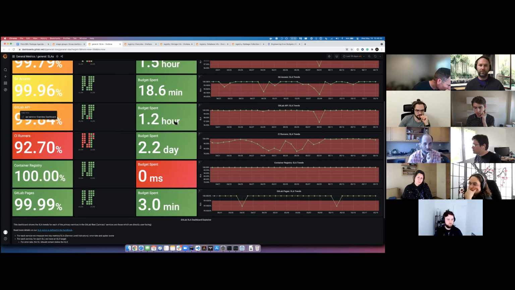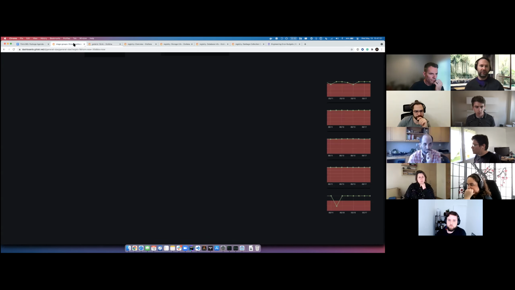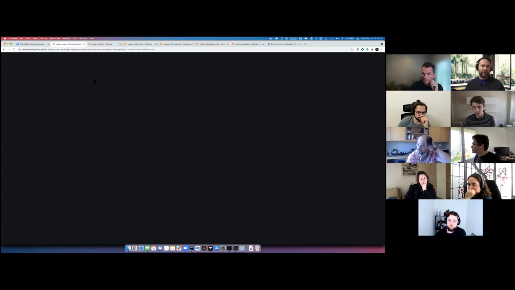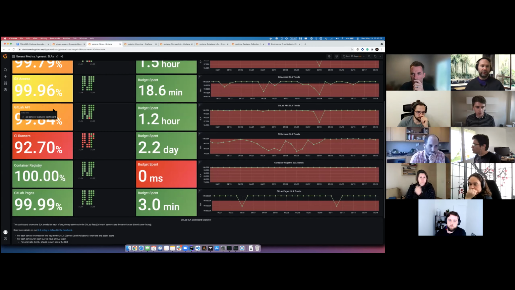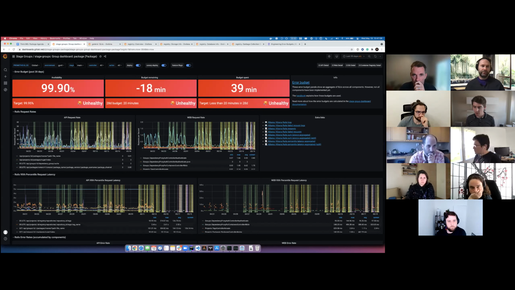So on the package stage, we have 18 minutes, I think, but the total budget spent for the GitLab API is over 1 hour. So when you group all of the stages, it gives this. You go from this GitLab API here to this, which is just for the package stage. And then from this, you go to the individual API routes to identify the problem. I see.